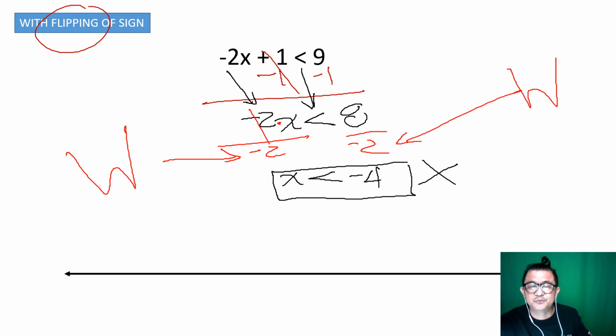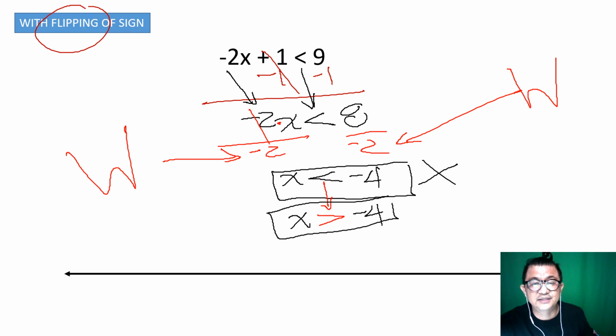Warning. Every time you multiply or divide by a negative number, what happens? This sign will flip. So it's going to be a greater than. X is greater than negative 4. All right? So this will be the correct answer.